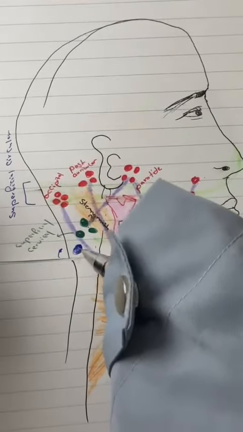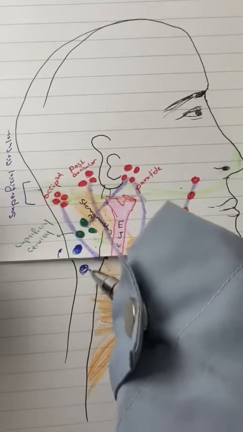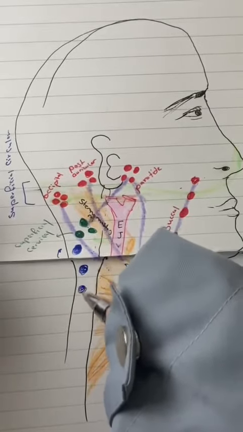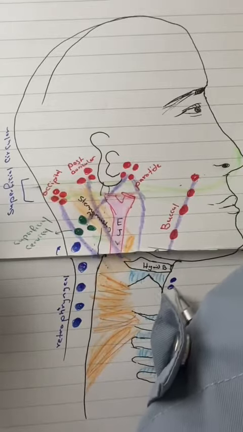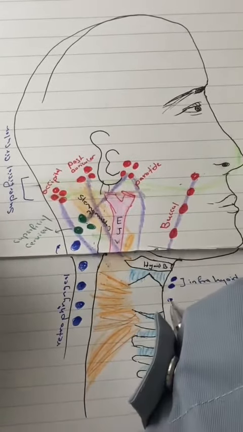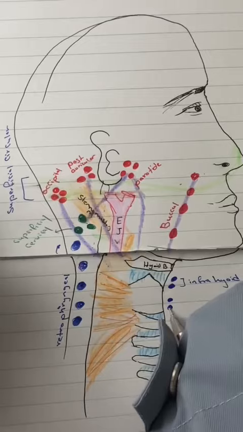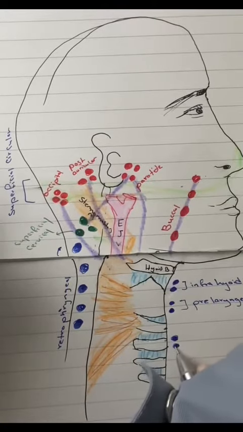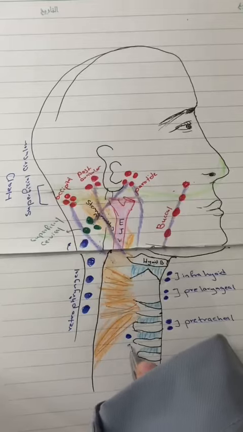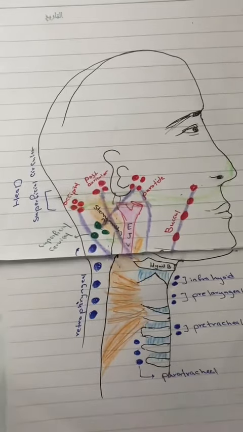First we have the retropharyngeal lymph nodes. It is behind the pharynx. What an easy name. Infrahyoid, because it is below the hyoid bone. You can name them by yourself depending on their position. See this as prelaryngeal, pretracheal, paratracheal.